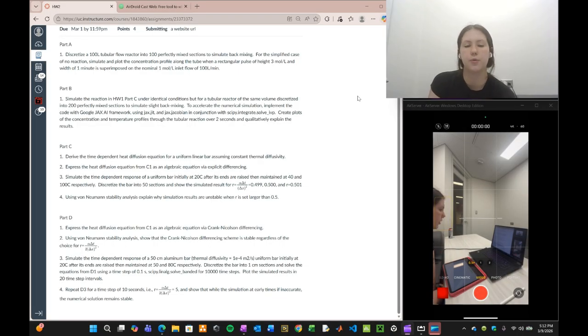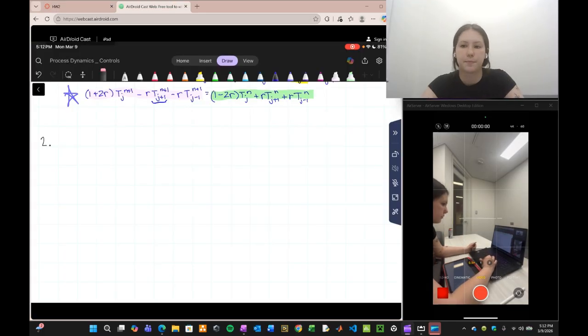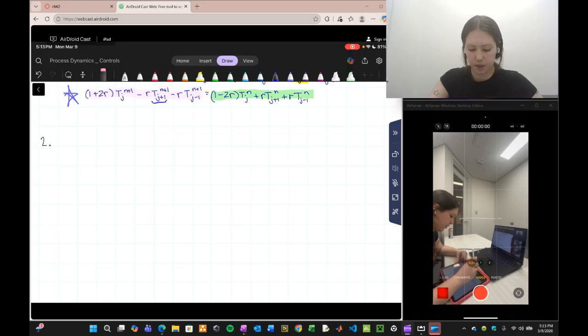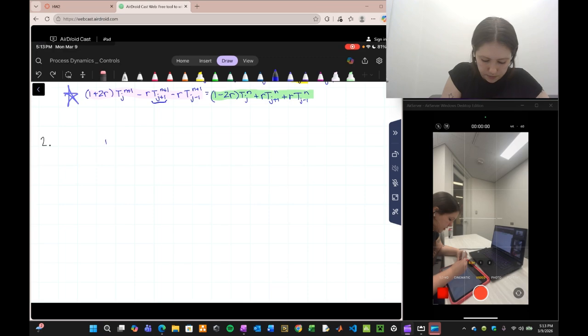So for part 2 of this homework, we will be using the von Neumann stability analysis to show that the Crank-Nicolson differencing method, the equation we came up with, will be stable no matter what value we use for r. So in part C, we can recall that we set T sub j at time n to be equal to e to the I k delta x times e to the negative alpha k squared delta t.